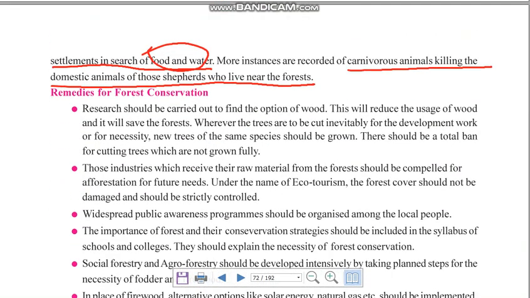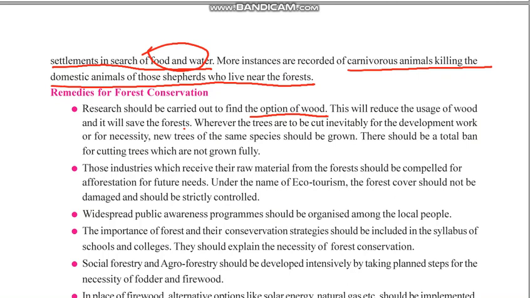See, research should be carried out to find an option for wood. Usually, why do we cut forest? For the wood. So if there is an option for wood, it will be great for us. This will reduce the usage of wood and it will save forest.